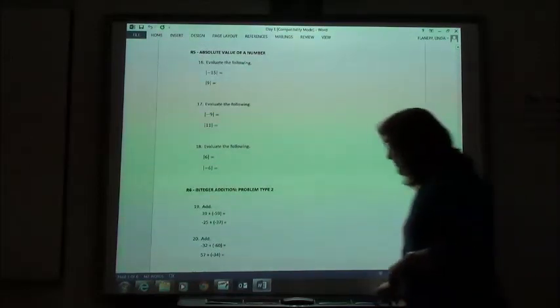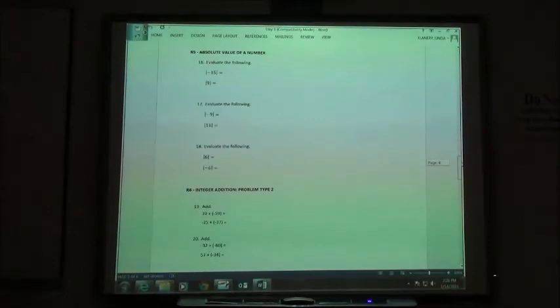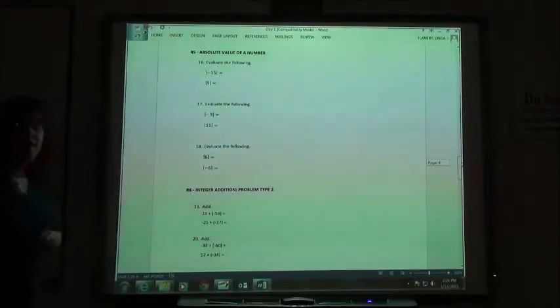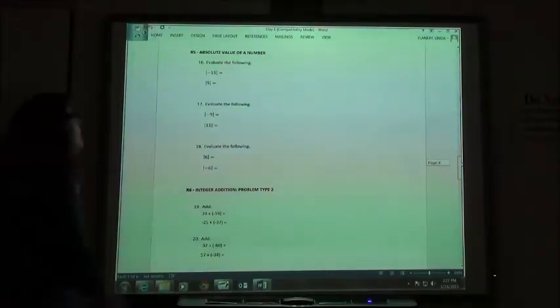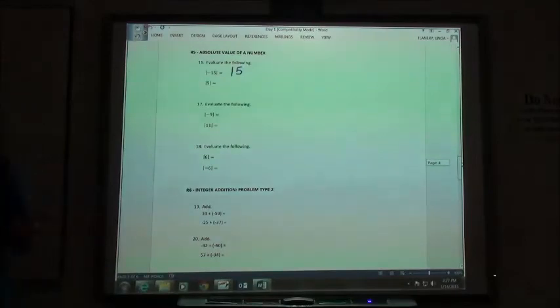Absolute value. Absolute value of a number. Absolute values are distances from 0. So when I ask what's the absolute value of -15, I'm saying if I counted on my number line, how many places is -15 from 0? It's just going to be 15 places, because when I do a distance, I always give a positive value.